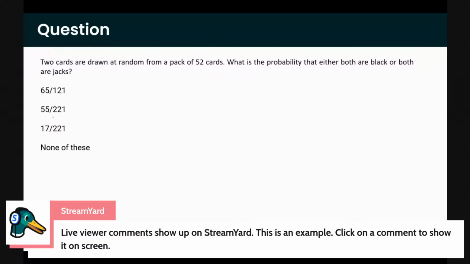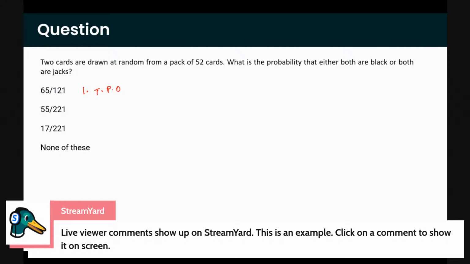So 2 cards are drawn at random from a pack of 52 cards. So 52 is the total number of cards present. What is the probability that either both are black or both are jack? Okay, let's solve this step by step. First I'll calculate the total possible outcomes, then the probability of black, and then the probability of jack, and then we'll calculate.